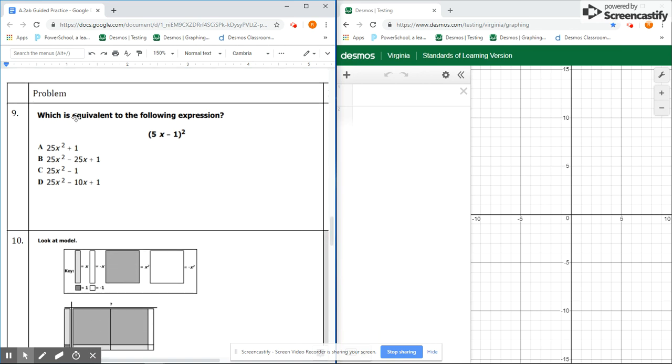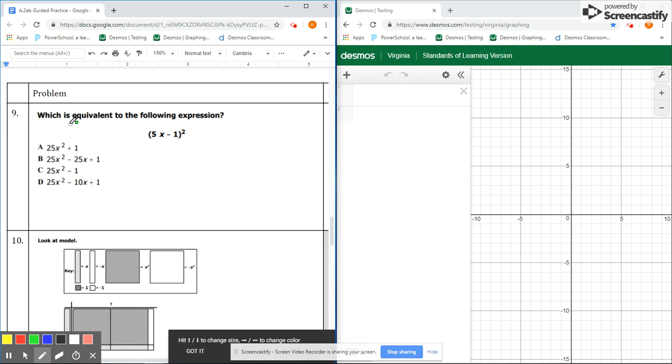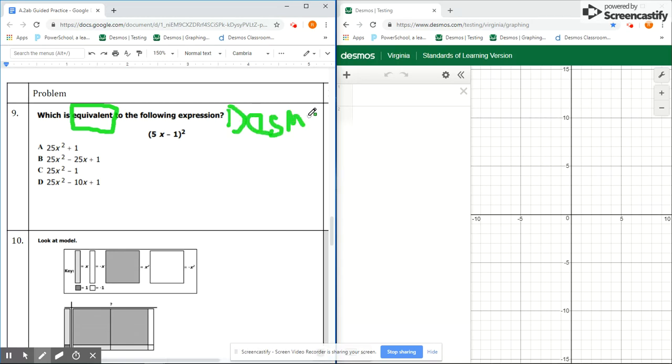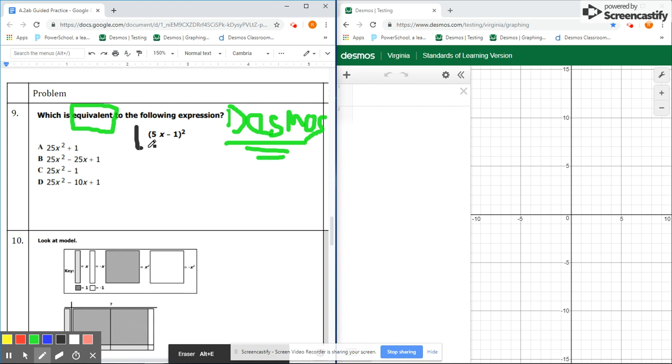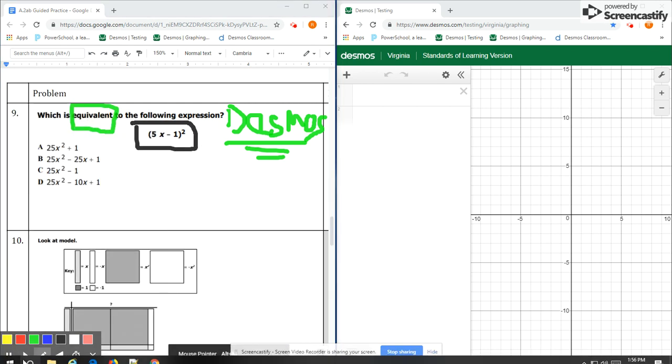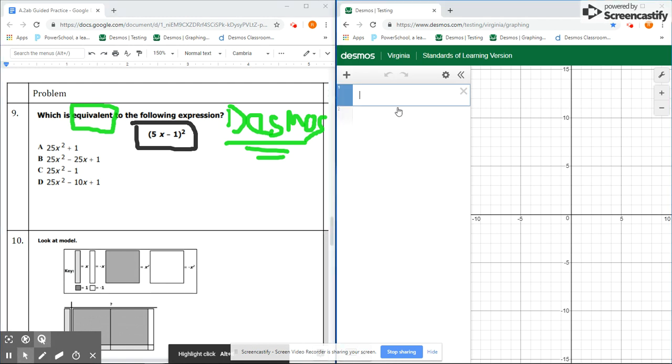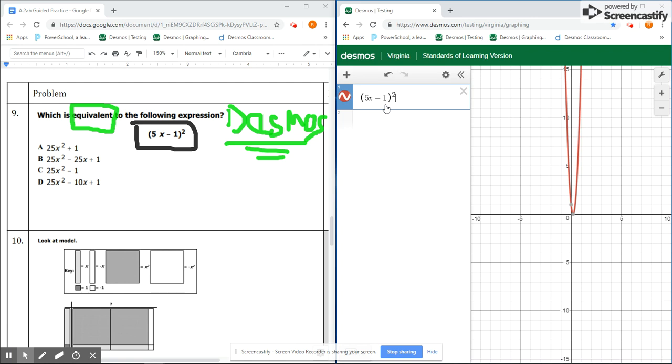Number 9, which is equivalent to the following expression? Okay, this is a big word here, equivalent. Whenever it says equivalent, we can use Desmos. All right, so I'm going to write Desmos. We are going to take 5x minus 1 in parentheses squared, and we are going to type it into Desmos here. 5x minus 1 squared, okay?